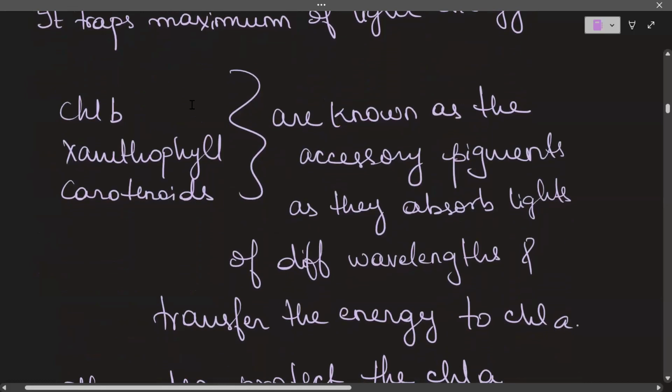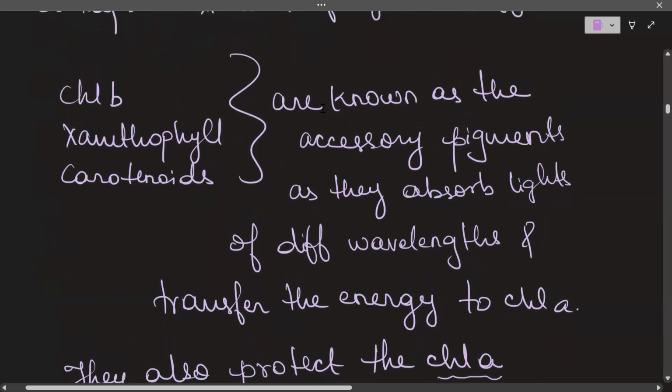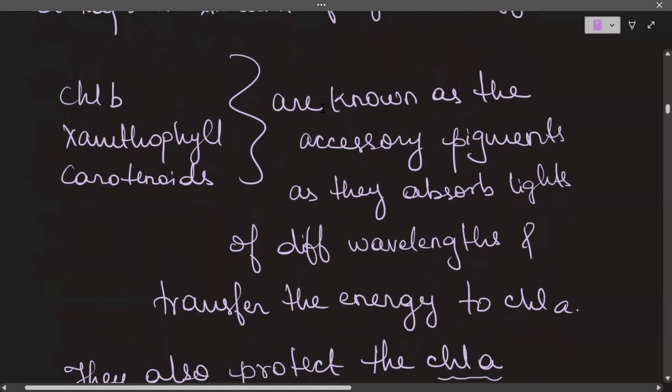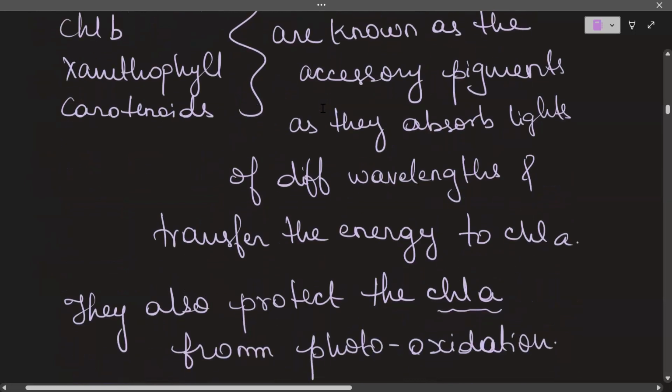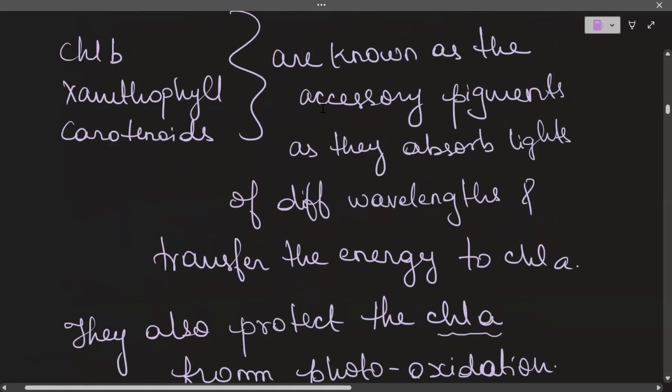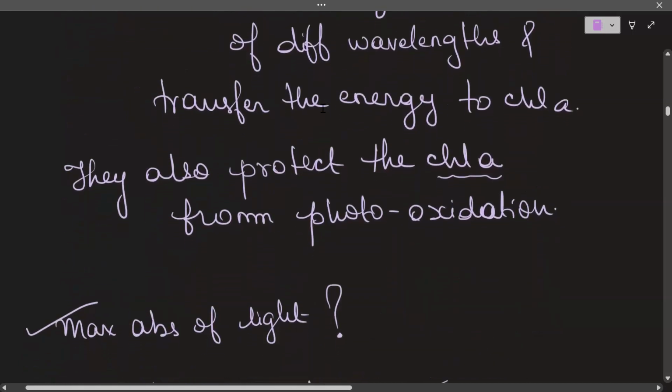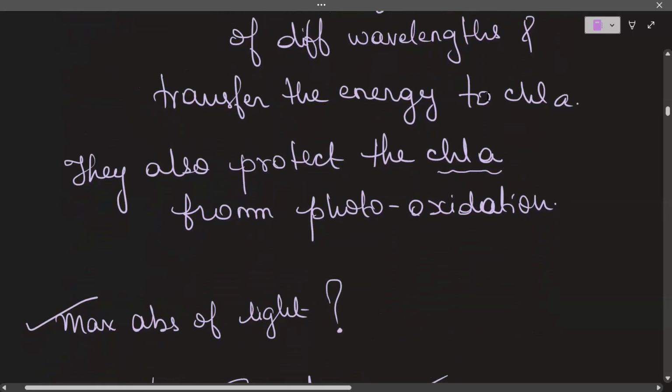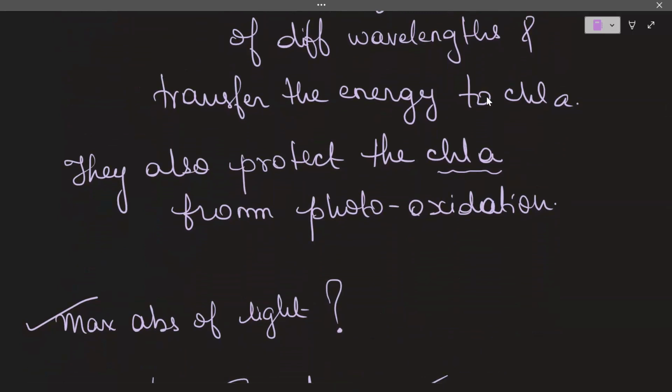Now, chlorophyll B, xanthophyll, carotenoids all are known as accessory pigments. It's because they absorb light of different wavelengths, gather light from everywhere, and transfer it to the chlorophyll A molecule. Apart from that, their function is also to protect chlorophyll A from photooxidation, meaning it does not let the chlorophyll A molecule get destroyed by the light.